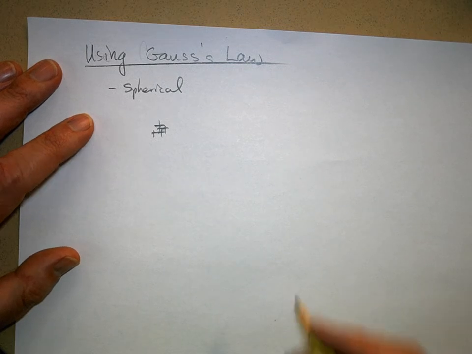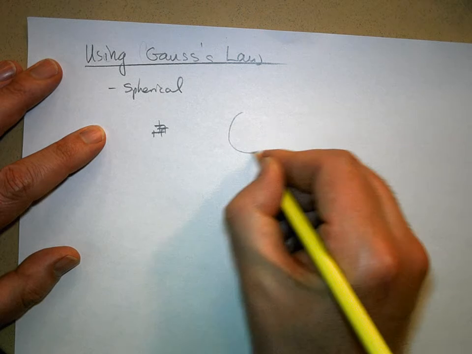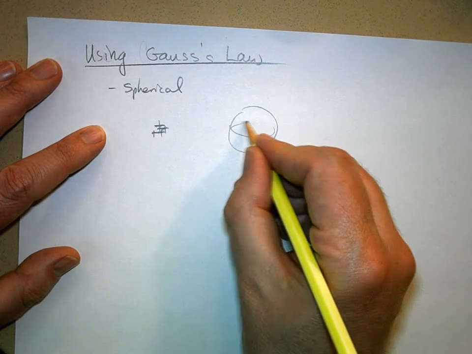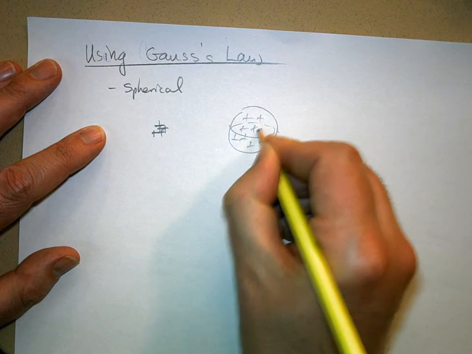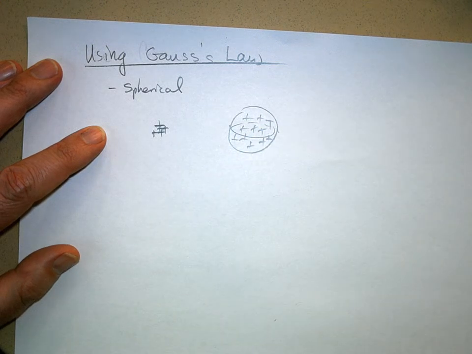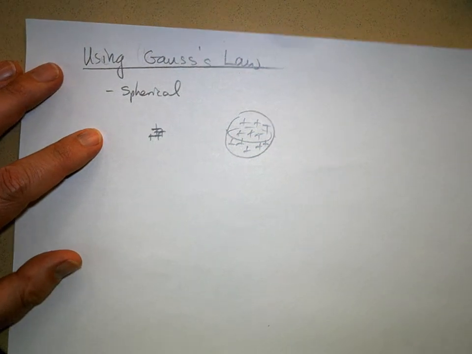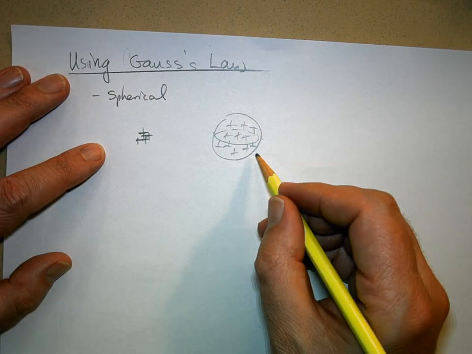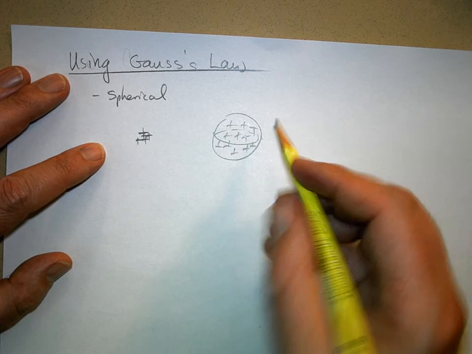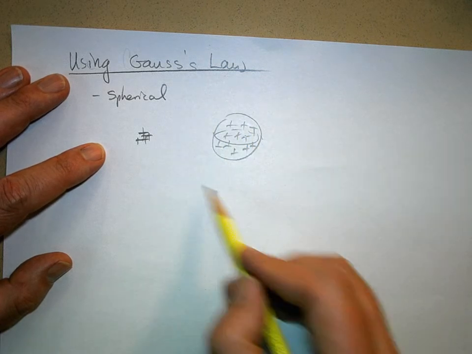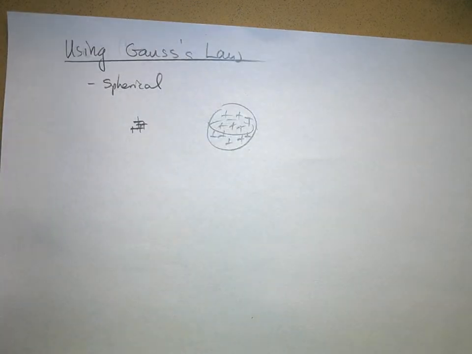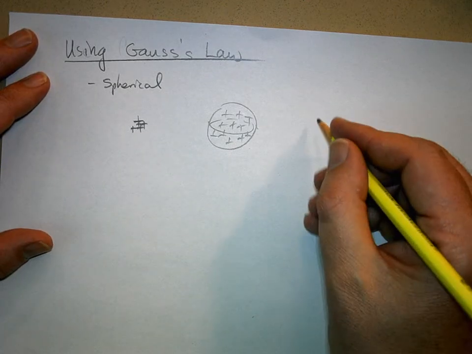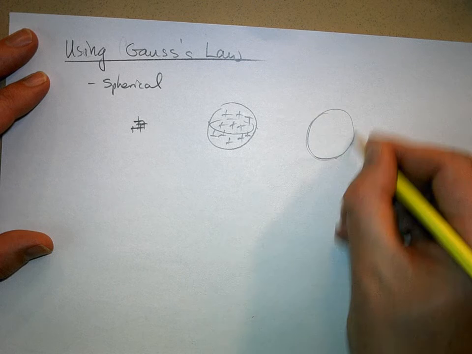Or you could have a sphere with a uniform charge distribution all through it. This is interesting because if I use Gauss's law to figure out what the field is outside, it looks just like a point charge. But if I use Gauss's law to figure out what the field is on the inside, you get a different expression. Or you could have a conductor where all the charge is out on the surface.